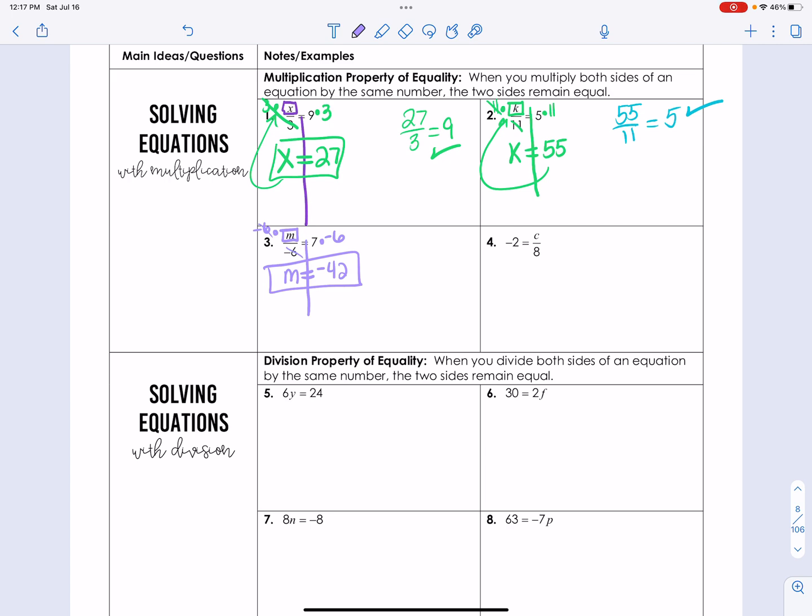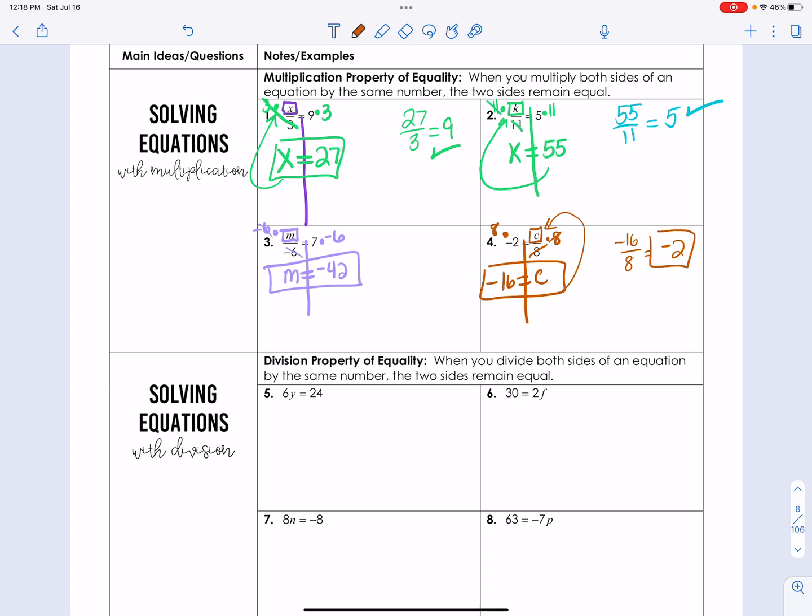Okay, and then this last one here, I box my variable. What's happening to my variable? I'm dividing by 8. So what's the opposite operation of dividing by 8? Timesing, because then those cancel, and 8 times a negative 2 is a negative 16. I can check that by plugging it in. Negative 16 divided by 8, the signs are different, is a negative 2.